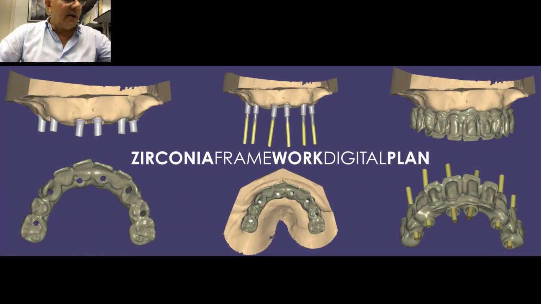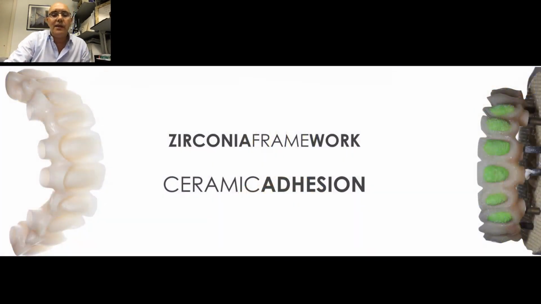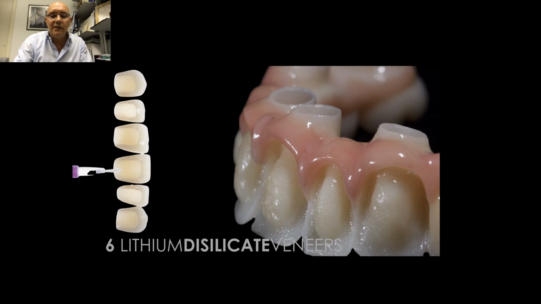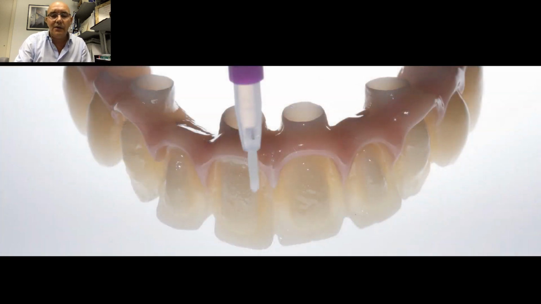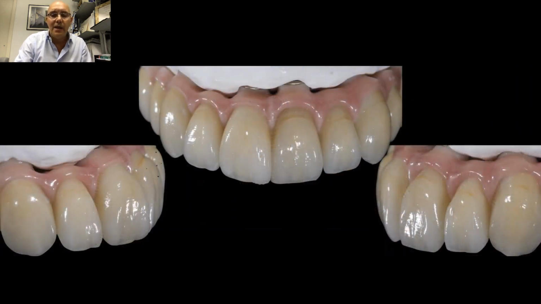We do a zirconia framework designed in CAD-CAM by one of the best Italian labs, and actually we create a zirconia framework where we are going to cement lithium disilicate laminate. So it's quite a sophisticated kind of work. 6 lithium disilicate veneers cemented on the 6 upper anterior, so to give the patient a broad and young smile. This is the cementation phase, and this is the final manufacture.